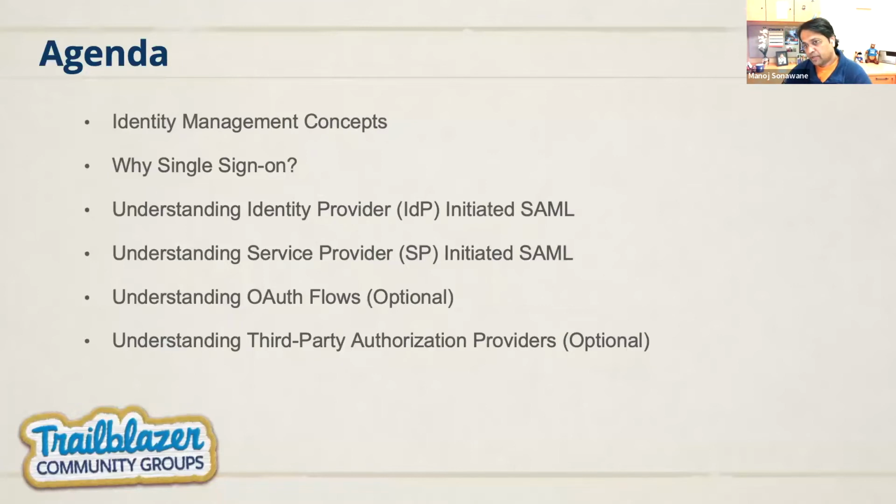Today's agenda will cover some of the concepts of identity management, why single sign-on in the first place, and understanding the two different flows of single sign-on: IDP-initiated and SP-initiated. We'll talk about what IDP and SP are, and then some of the OAuth flows. OAuth has its own number of flows, and we won't be able to cover everything here, but we'll briefly talk about how OAuth works. There are other options for authorization Salesforce provides, like Facebook and Google providers, so we'll talk about that if time permits.